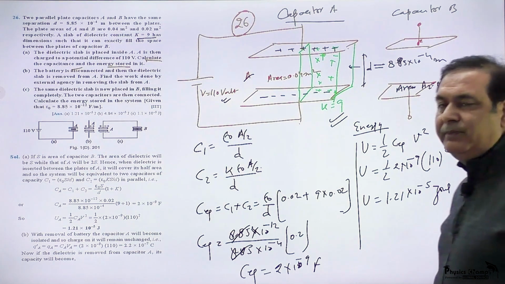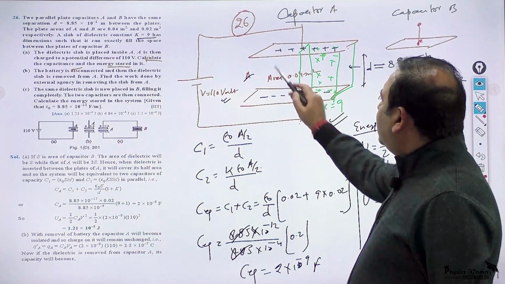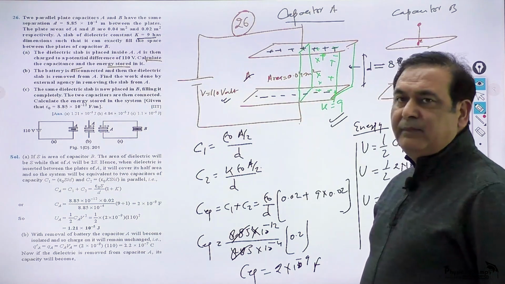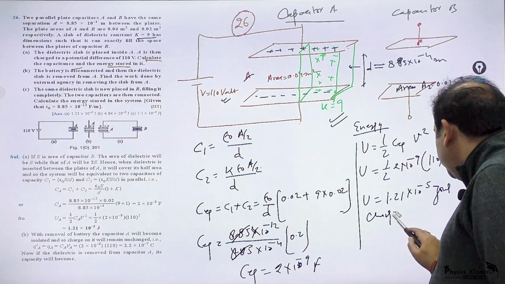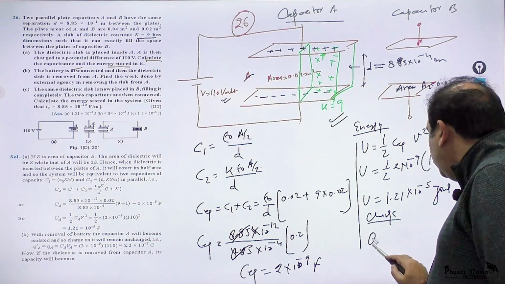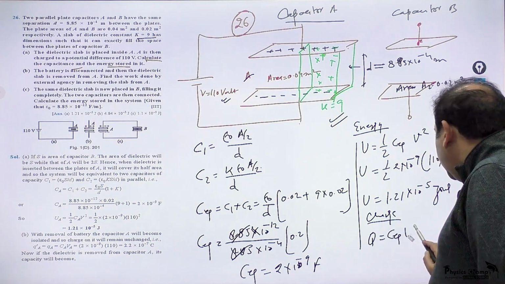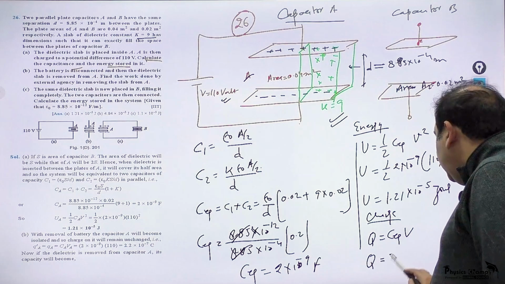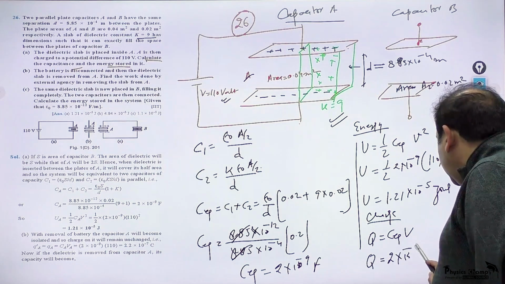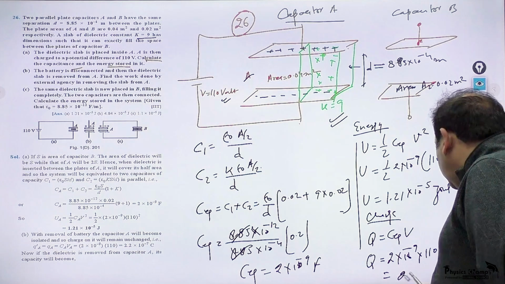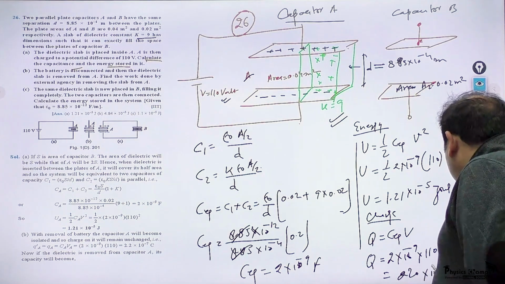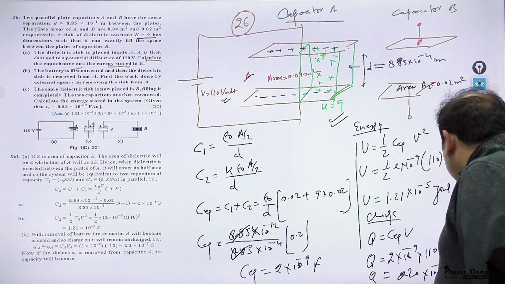Also, how much will be the charge? So charge will be Q is equal to C equivalent into V. C equivalent is 2 into 10 to the power minus 9. Potential is 110 volt. So you will have a charge 220 micro into 10 to the power minus 9 coulomb.